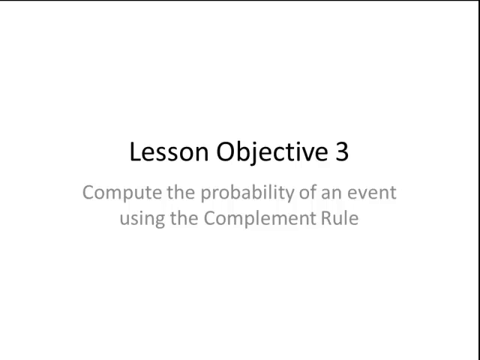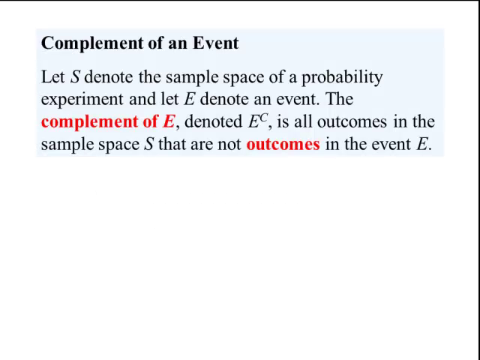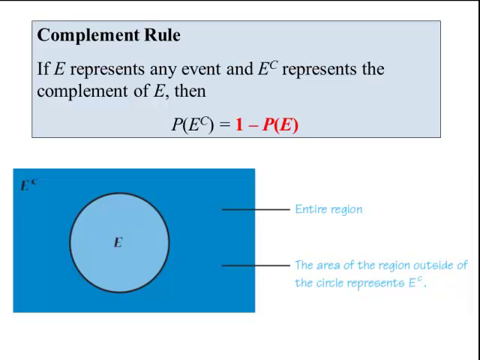Lesson objective number 3. The complement of an event. Let S denote the sample space of the probability experiment, and let E denote an event. The complement of the event E is all the outcomes in the sample space that are not outcomes in event E. Let's look at a picture. This is what the Venn diagram would look like. Here is the probability of event E. This would be the complement, everything that is not in E. This is our formula: the probability of the complement of E is equal to 1 minus the probability of E.